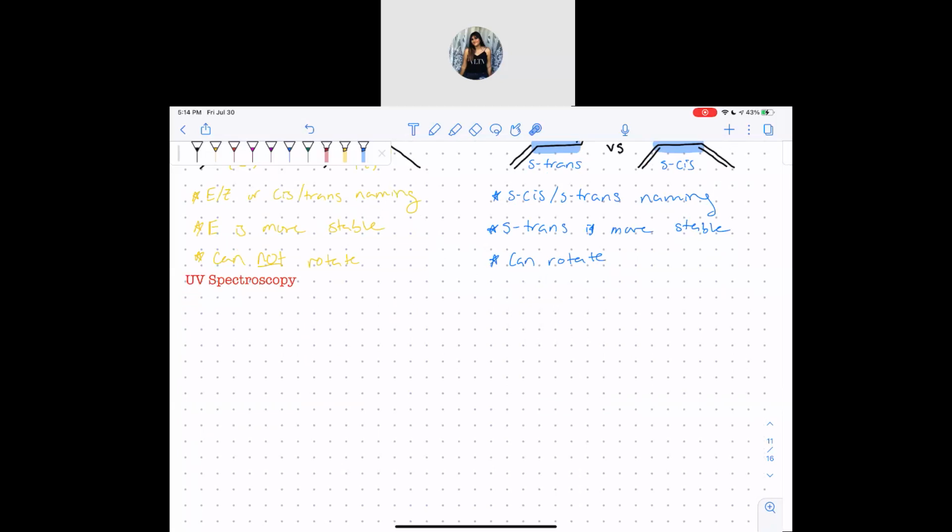So, UV spectroscopy, there's a lot of stuff that goes into this, so I definitely recommend going back through SI and handouts and stuff to look at all the UV spec stuff. But the biggest thing I want to mention right now is make sure you understand the trend, right? So the more conjugation, the lower the energy, because it's more stable, right?